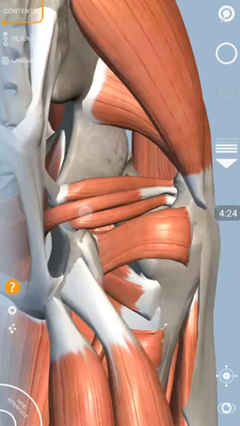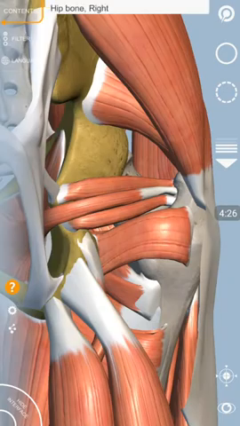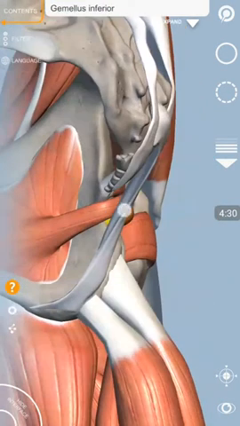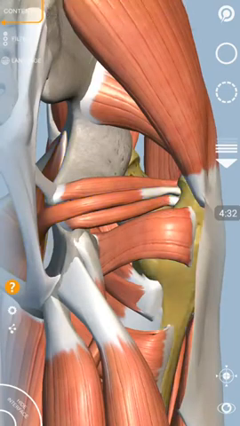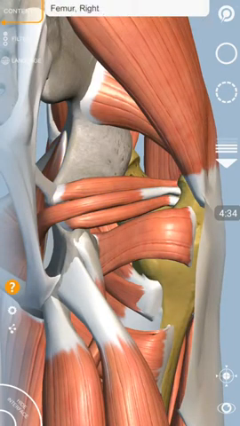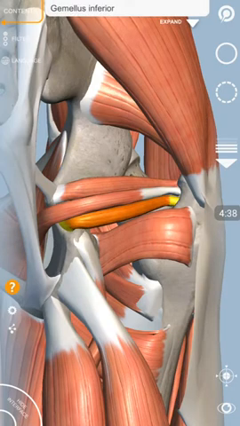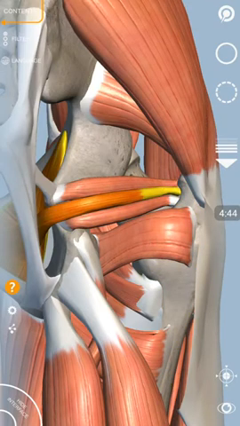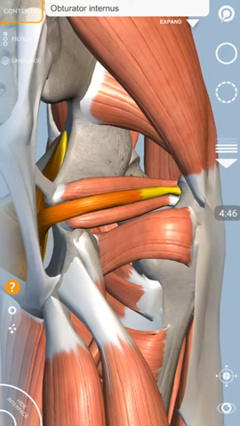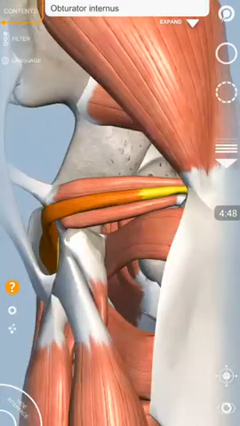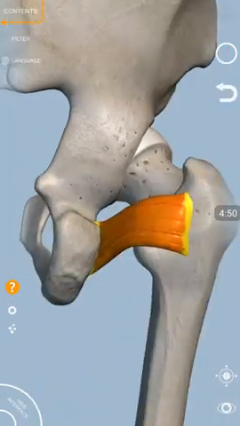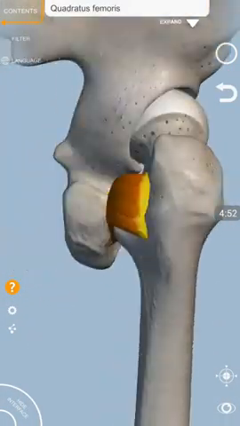These three muscles, superior gemellus, obturator internus, and inferior gemellus, make a common insertion into the trochanteric fossa. That's why these three muscles are called the triceps coxae muscles. The combined action of these three muscles is to laterally rotate the femur.